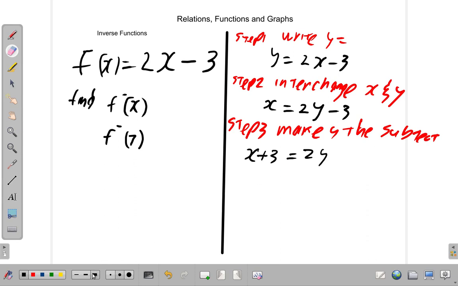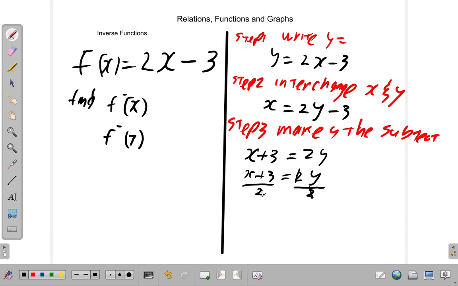Now, what we have is x plus 3 equals 2y. 2 times y. What do we do to get rid of the 2 and get y alone? We divide by 2. We divide the right by 2, we must divide the left by 2. We're maintaining balance here. So 2 cancels 2. So what we have is y equals x plus 3 over 2.